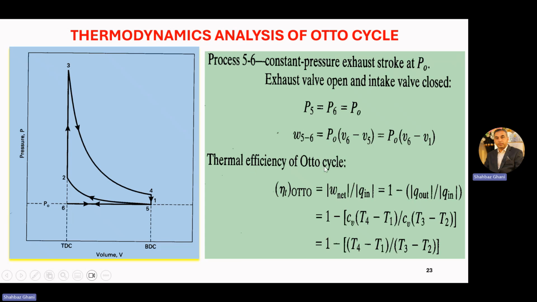So the thermal efficiency of the Otto cycle is specific work net divided by Q in, or we can write it as 1 minus Q out divided by Q in. So in terms of temperature, we get 1 minus (T4 minus T1) over (T3 minus T2). So thermal efficiency of an Otto cycle is written like this in terms of temperature or in terms of specific work and heat addition.